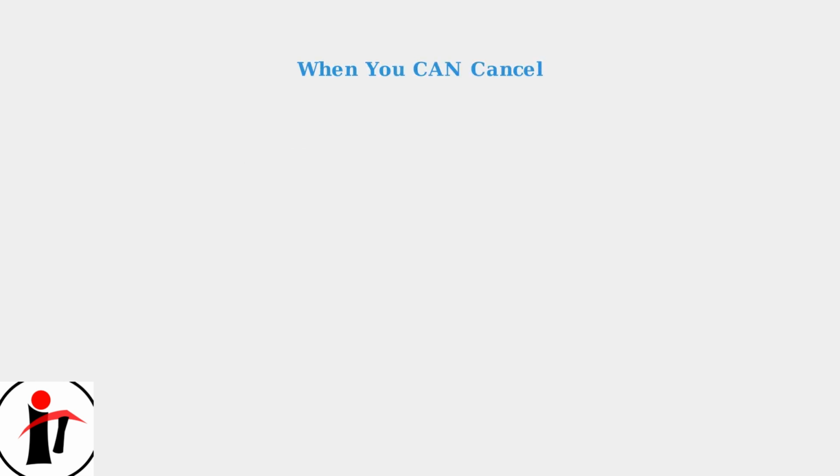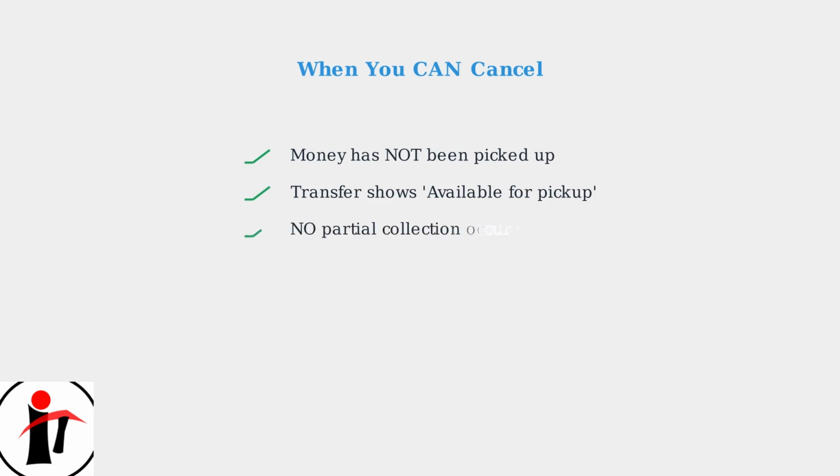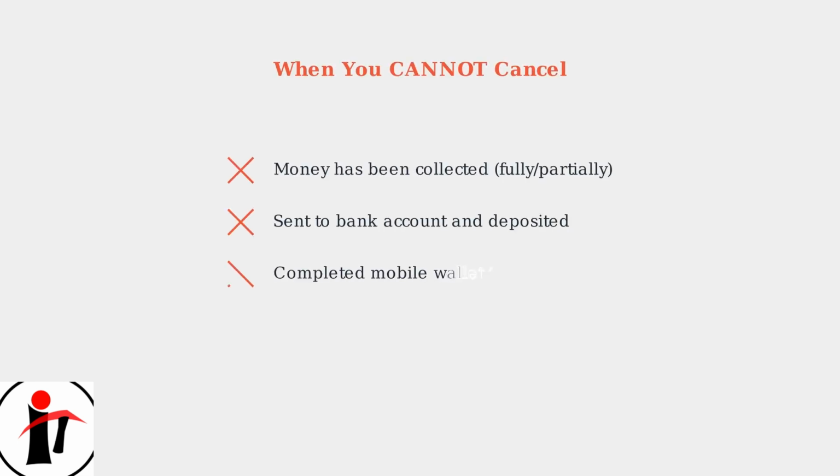You can cancel a Western Union transfer under specific conditions. The transfer must meet all four of these requirements to be eligible for cancellation. However, there are situations where you cannot cancel a transfer. If any of these three conditions apply, cancellation is not possible.